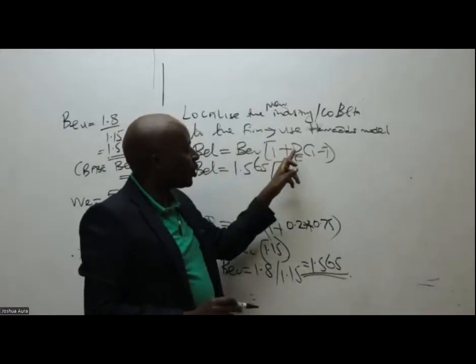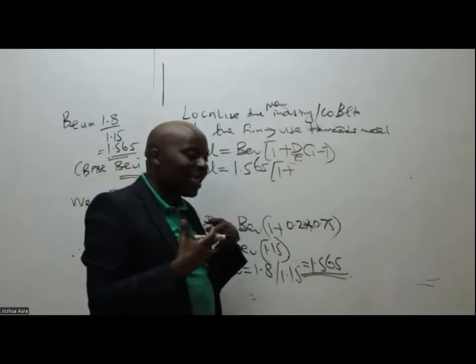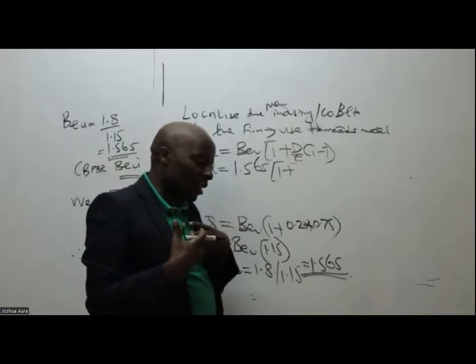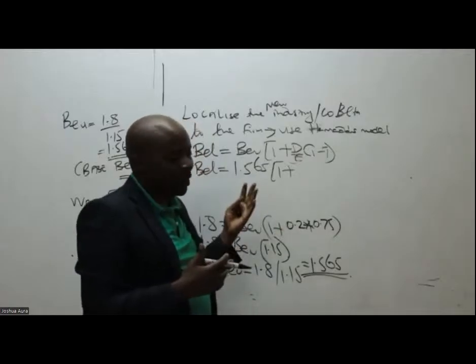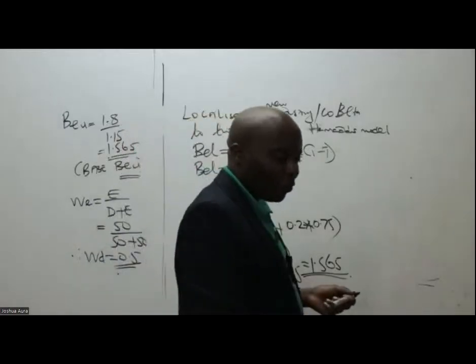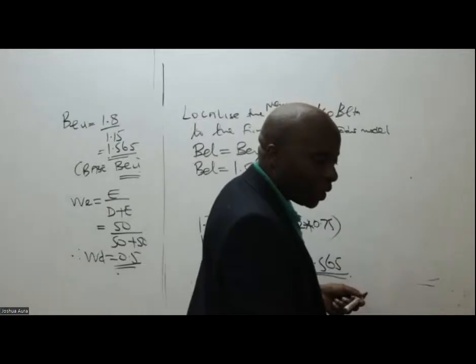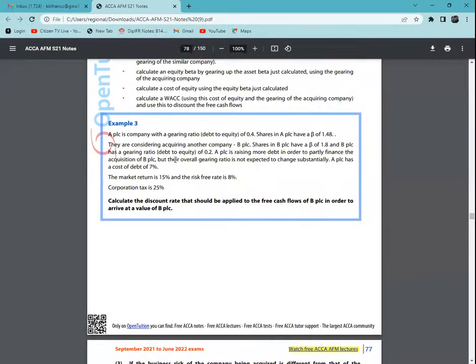And the debt to equity ratio of the company to use, in most cases, is normally given in the question, like Roman 1, Roman 2, Roman 3. But you see here, we don't have Roman 1, Roman 2, Roman 3. Then I have to go back to the debt to equity of the company as it was given up there. It was given here, A Limited. So we have here A PLC is a company with a gearing ratio of 0.4.